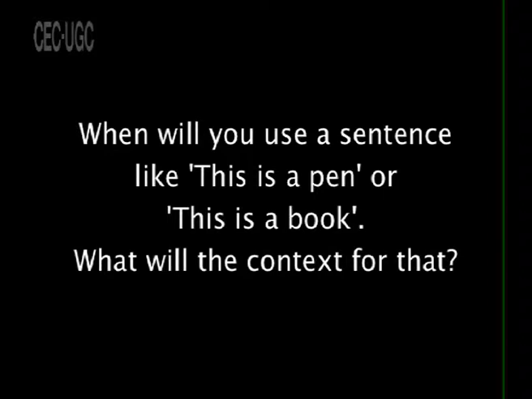This is problem number 1. The teacher shows any object, it could be a picture or a real object, and that picture, that object triggers a number of ideas in their mind which have nothing to do with the idea said by the teacher. Problem number 2. When will you use a sentence like this is a pen or this is a book? What will be the context for that?